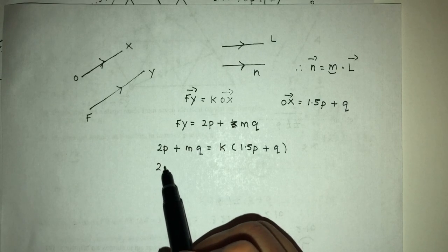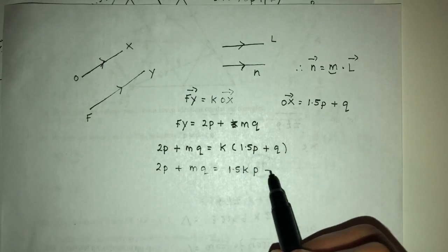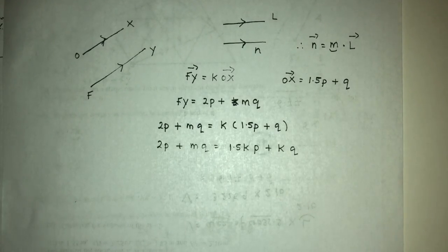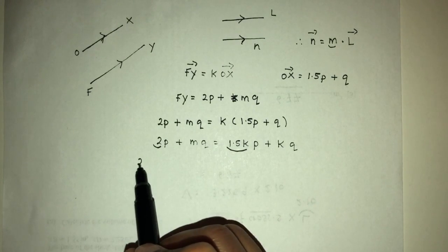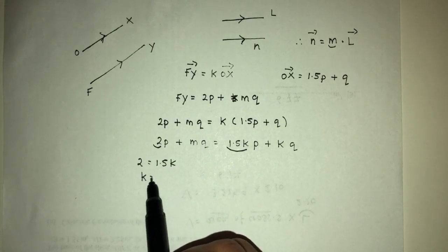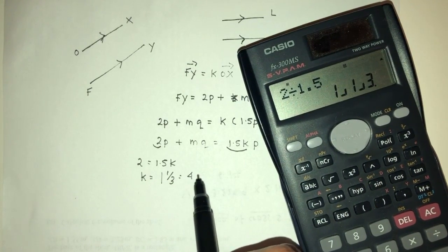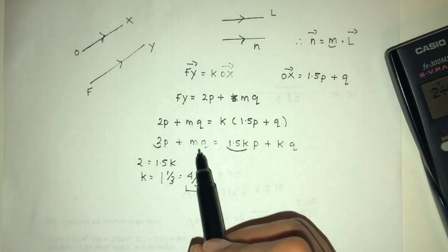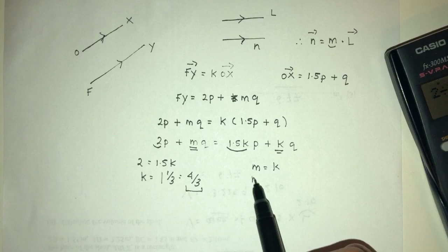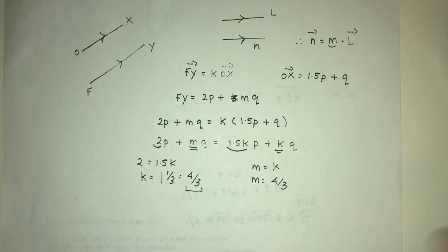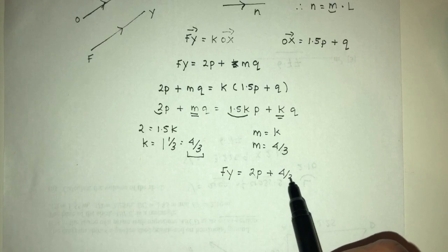Now we can expand. You have 2p plus mq is 1.5kp plus kq. So now we have to compare the coefficients. So let's do that. This is 2 here, this is 2. So we conclude 2 should be 1.5k, which means k has to be 2 divided by 1.5. That will be 4 over 3. That is the value of k. Now, compare the coefficient of q. m has to be k, so m has to be 4 over 3. So from this we conclude that FY is equal to 2p plus 4 over 3q.